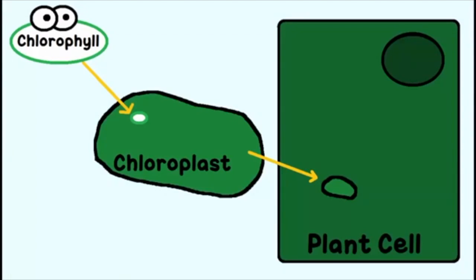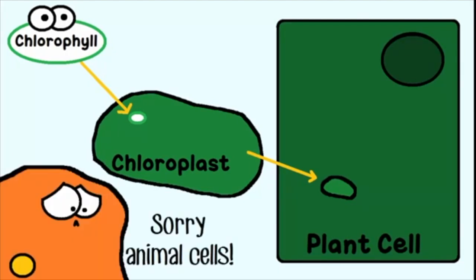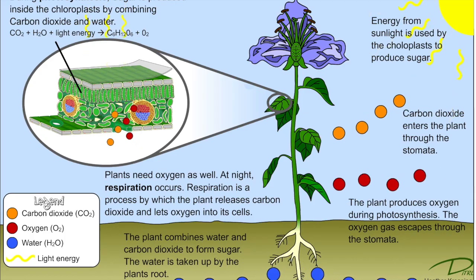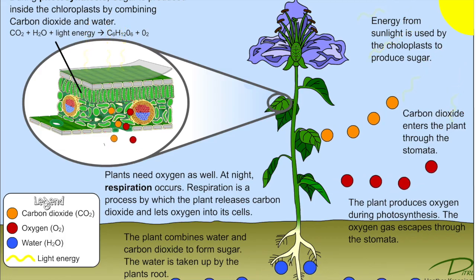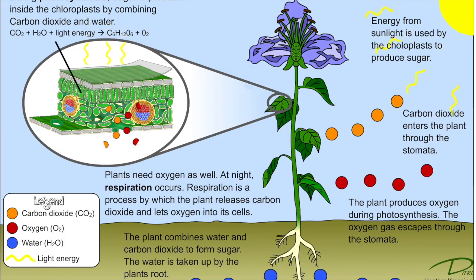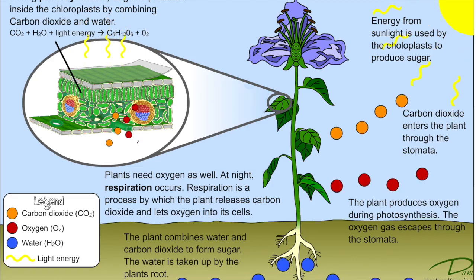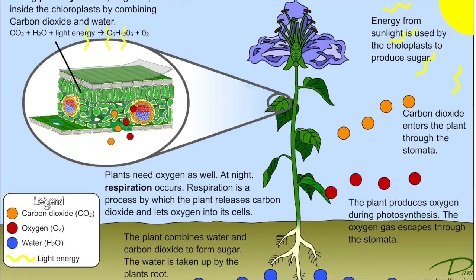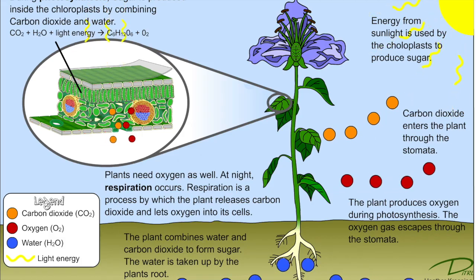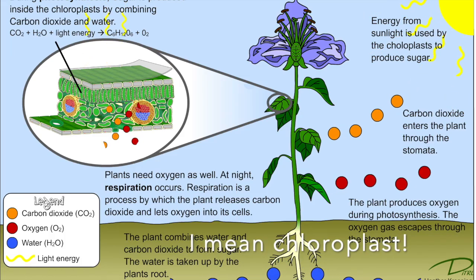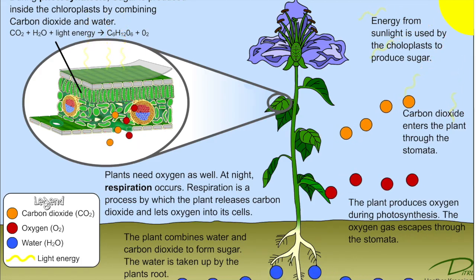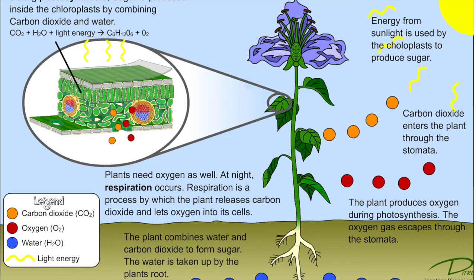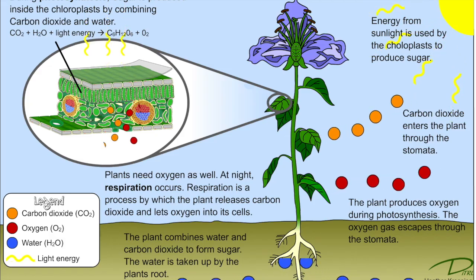Chlorophyll is a pigment found in the chloroplast of plant cells. Convenient, they sound similar. This amazing organelle is not found in animal cells. So to summarize, let's take a look at the plant. You can see from below, water is being taken up from the roots, and the plant combines water and carbon dioxide to form sugar. The carbon dioxide enters the plant through the stomata, and then if you zoom in to the chlorophyll, you can see that carbon dioxide is going in and oxygen is coming out. Now that happens because of sunlight. Sunlight is the energy that's running the whole process of photosynthesis.